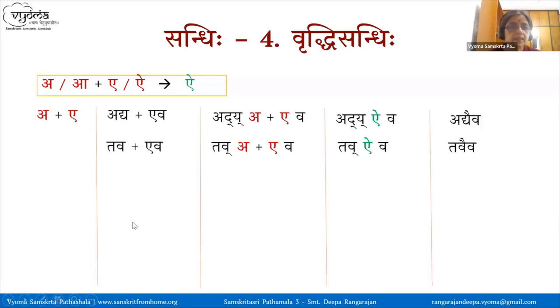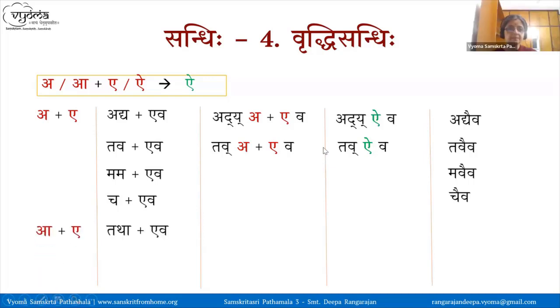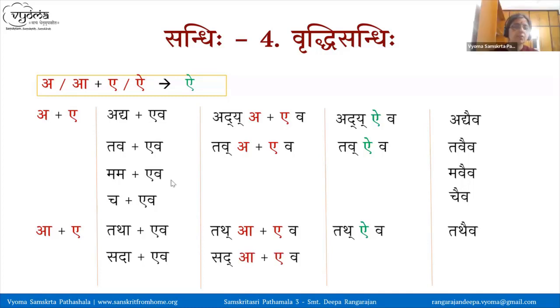Tavaiva. Once again. Mama plus eva, Mamaiva. Sha plus eva, Shaiva. Tata plus eva, Tataiva. Sada plus eva, Sadaiva. So even if it is an akara, we get the aikara only. This is when it is followed by ekara. We get an aikara as vriddhi.